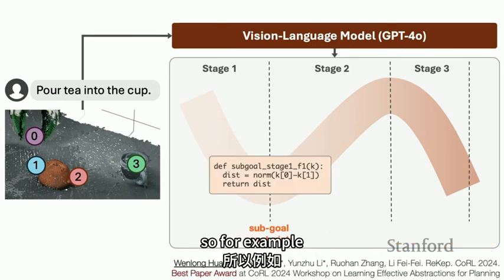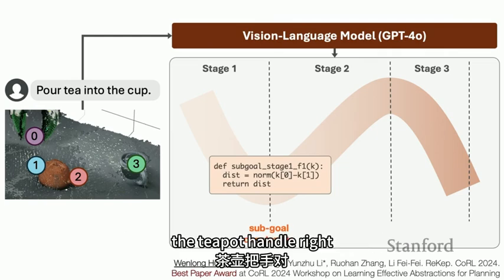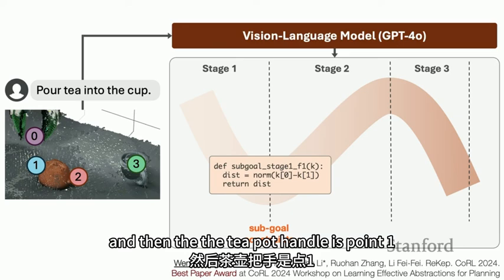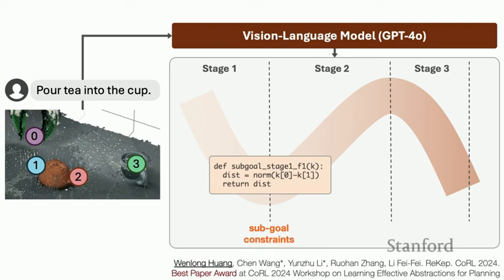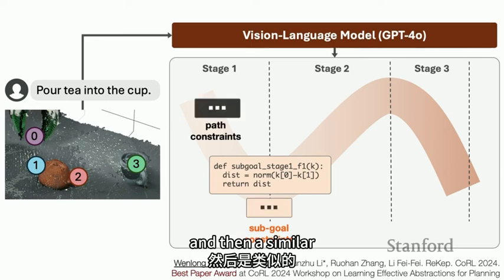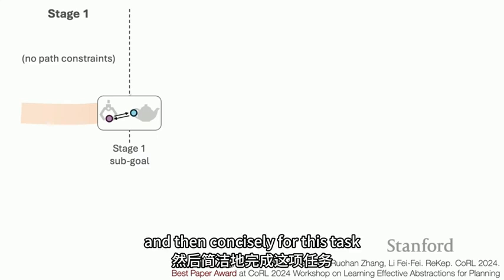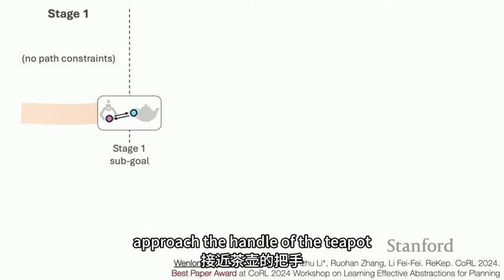So for example, one sub-goal constraint for the first stage is grasping the teapot handle, right? So it will say the robot keypoint is 0.0, and then the teapot handle is 0.1. So we want to reduce the L2 norm between these two keypoints. And then a similar idea goes for other sub-goal constraints and path constraints. And then concretely for this task, the first one is, of course, you want to have the robot approach the handle of the teapot.